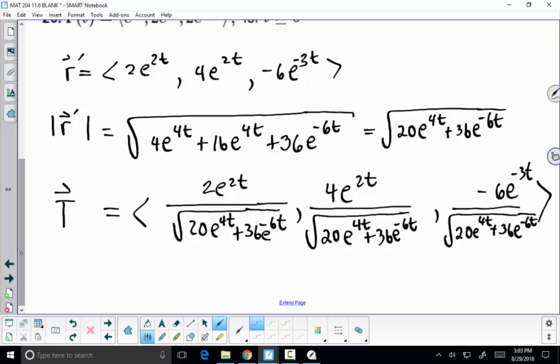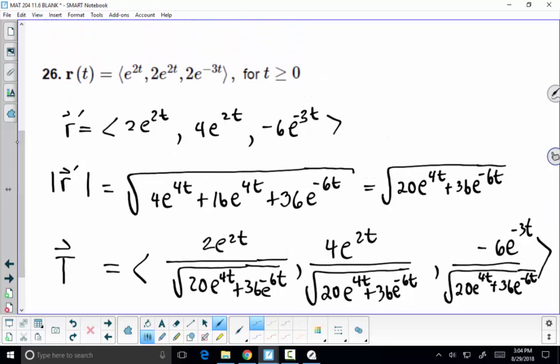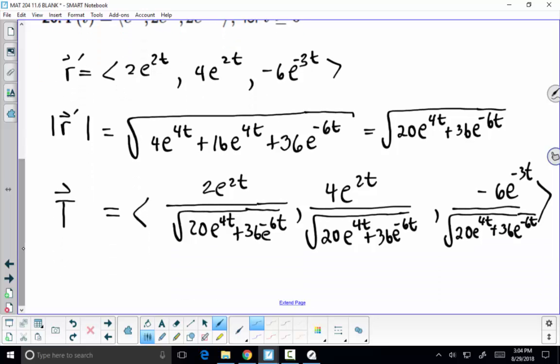All right, so that's the derivative divided by its length, so that gives us a unit tangent vector. If we wanted to find the unit tangent vector at a particular value of time, we would just plug it in and simplify it.